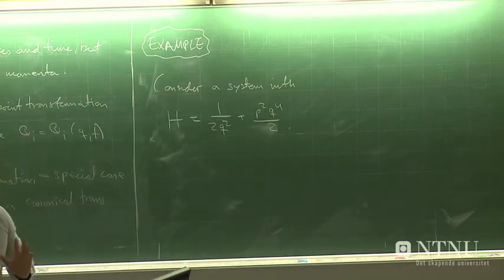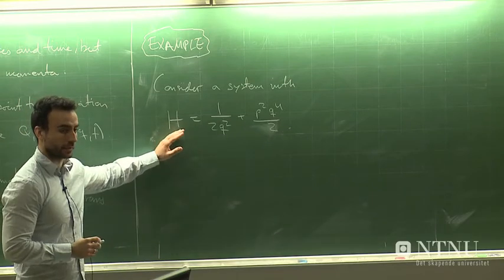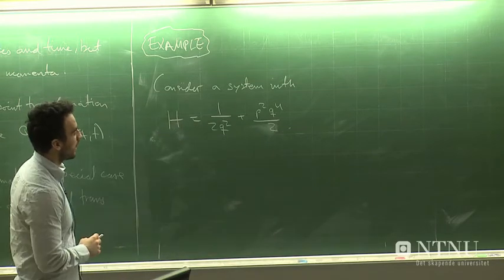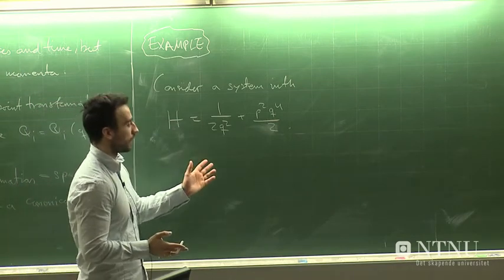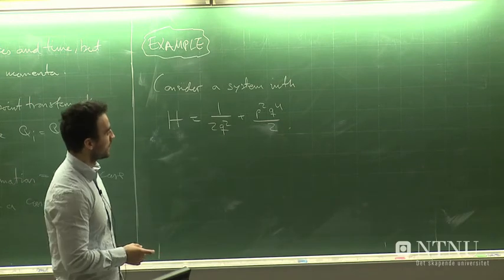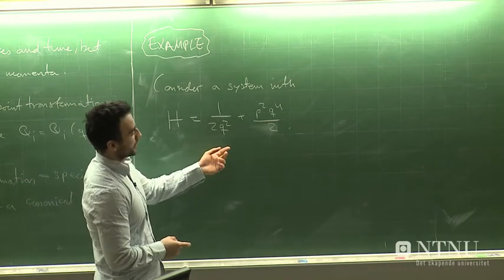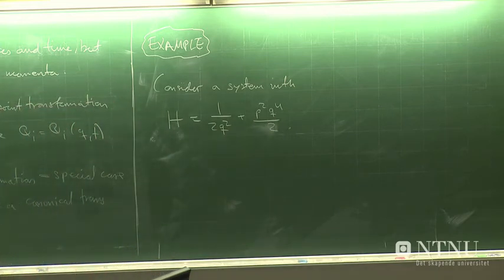So let's say we have some system which is described by the following Hamiltonian. We're just considering one particle, for instance, for simplicity. So it depends on position and momentum like this. Now, what kind of system is this? What kind of physics does this Hamiltonian describe?